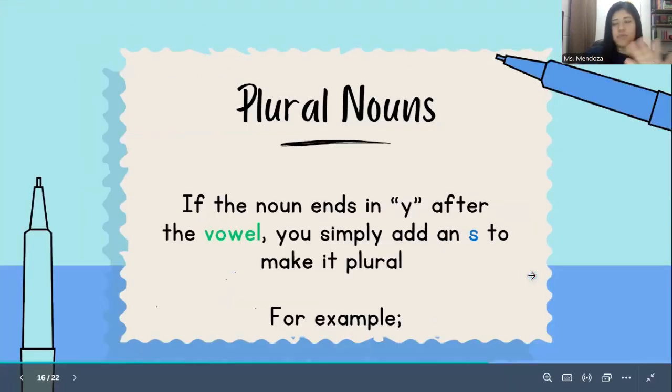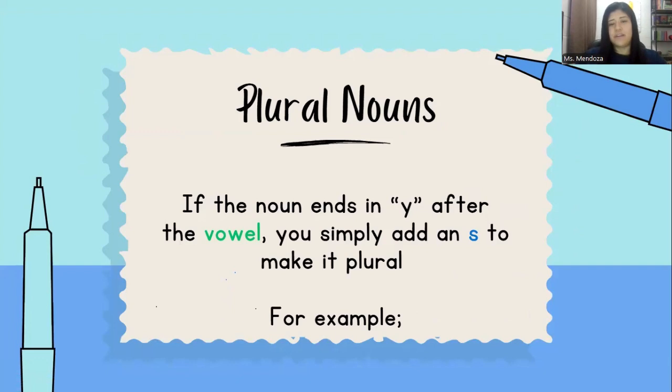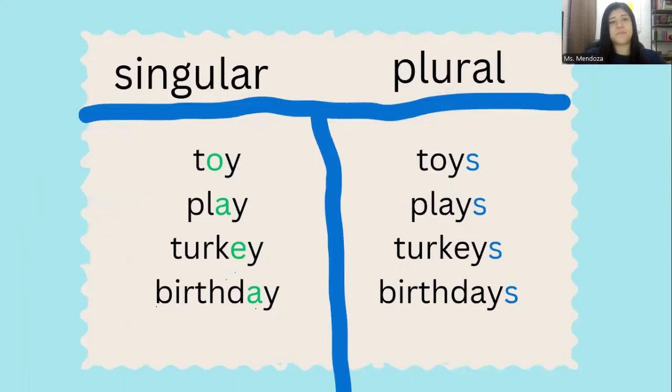So now let's review our rule again. If the noun ends in Y after the vowel, no longer the consonant, now it's the vowel, you would simply add an S to make it plural. So let's look at some examples. We have some singular nouns such as toy, play, turkey, and birthday. As you can see, they all end with Y.